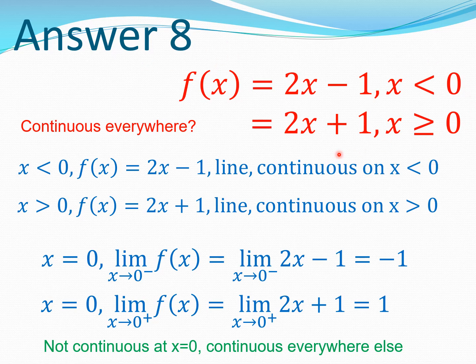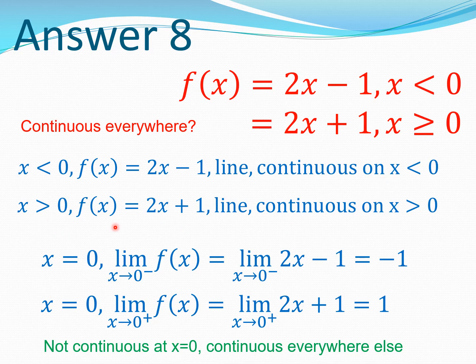So we were given this function here which has different expressions at x less than 0 and at x greater than or equal to 0, and we are asked whether this function is continuous everywhere. Of course the problem is going to happen at x equal to 0. So let's look at the extreme cases. When x is less than 0, this function is simply 2x minus 1, a simple polynomial line. It's going to be continuous for x less than 0.